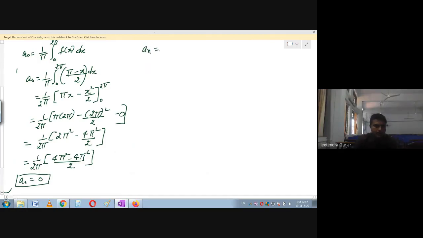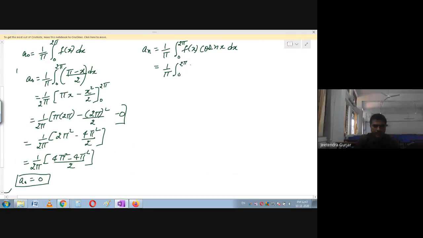So I'll go with An is equal to, write down the formula, students, here again. Length we have taken, that is C, we have taken it as pi. So 1 upon pi, integration, you can see the limit they have given, 0 to 2 pi, f of x, and then cos n pi x upon L. So L we have taken as pi, therefore I am going to write this as cos nx dx.